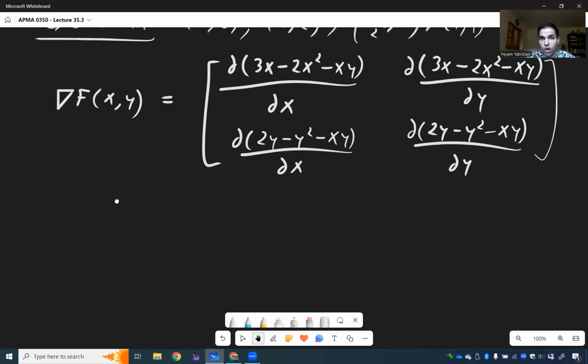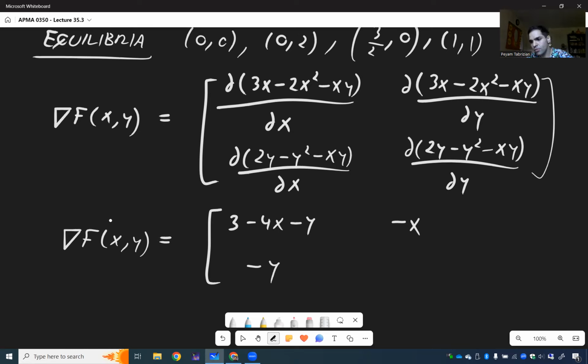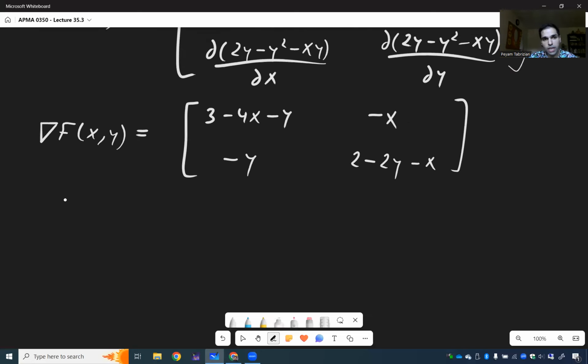Which in this case, as always, it simplifies. So for the gradient of f at (x, y), I believe we get 3 minus 4x minus y. The second one, they're all x terms except the last one, so we get minus x. Similarly with the third term, minus y, and then 2 minus 2y minus x. All right, and now all we need to do is plug in all the points.